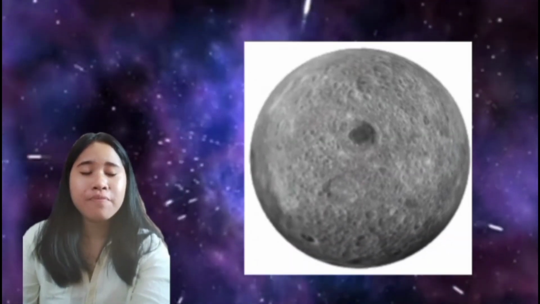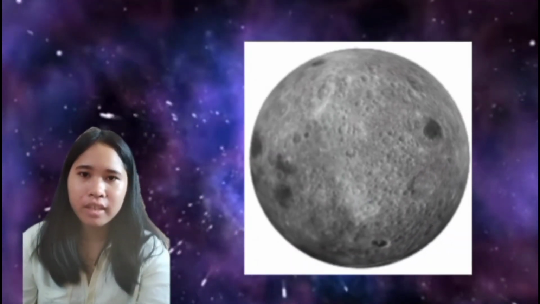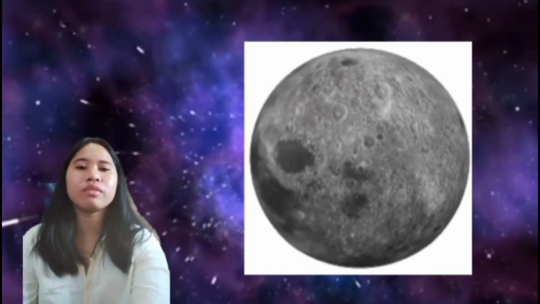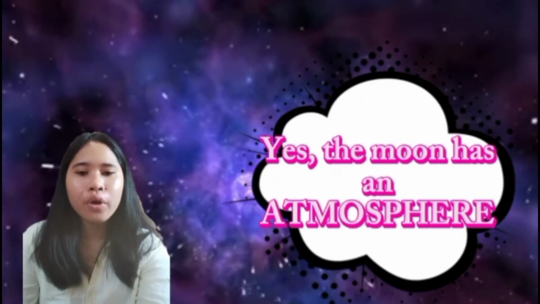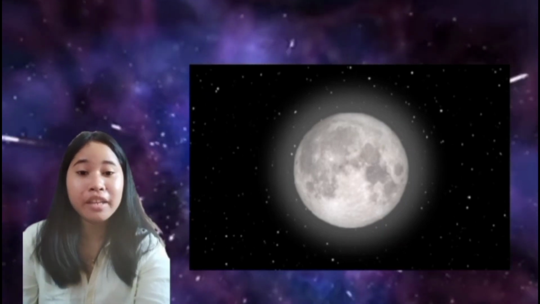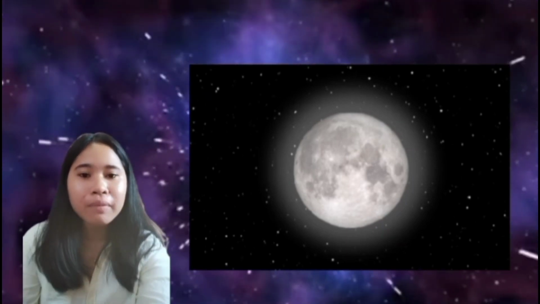So, if you wonder if the moon has an atmosphere, well, the answer is yes. Although it is quite thin, unlike the Earth's atmosphere, which has many layers: the troposphere, stratosphere, mesosphere, thermosphere, and the exosphere.